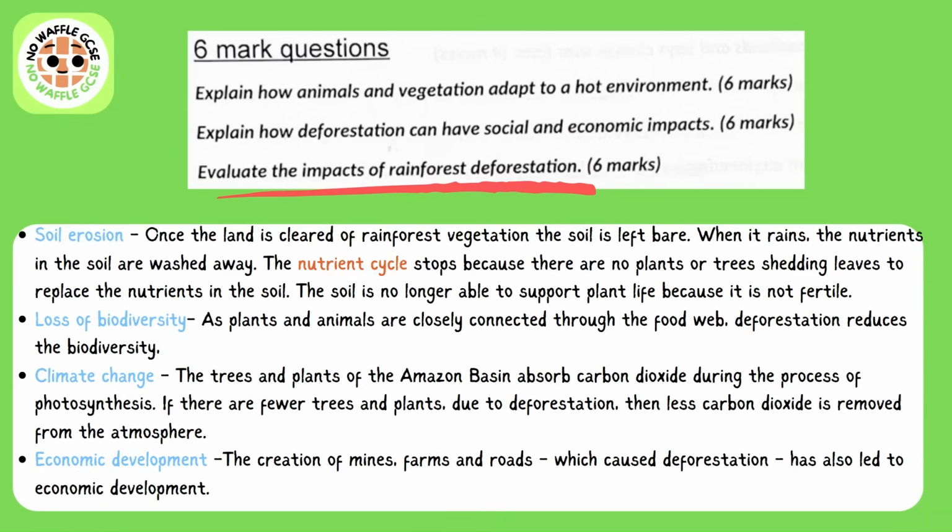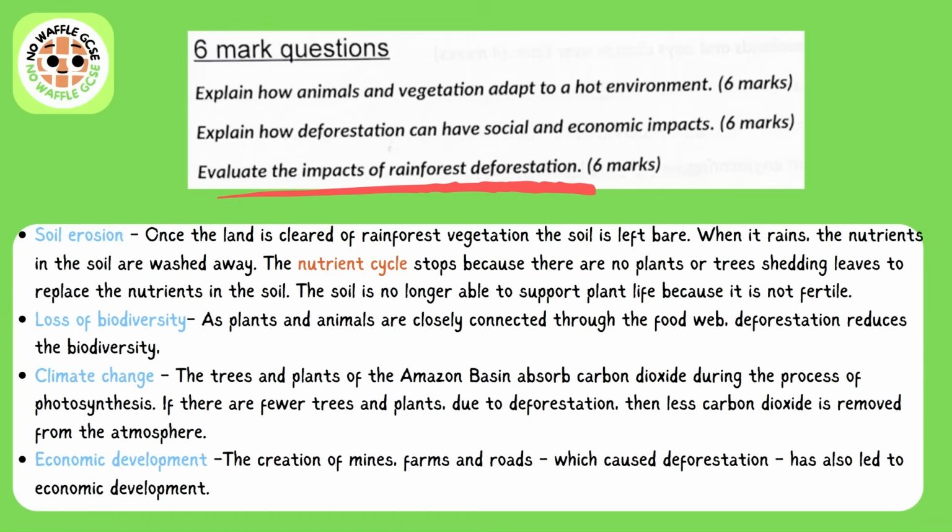So soil erosion. Once the land is cleared of rainforest vegetation, the soil is left bare. So when it rains, the nutrients in the soil are washed away. The nutrient cycle stops because there are no plants or trees shedding leaves to replace the nutrients in the soil. The soil is no longer able to support plant life because it's not fertile. This then means that nothing will grow there, and that is really bad.